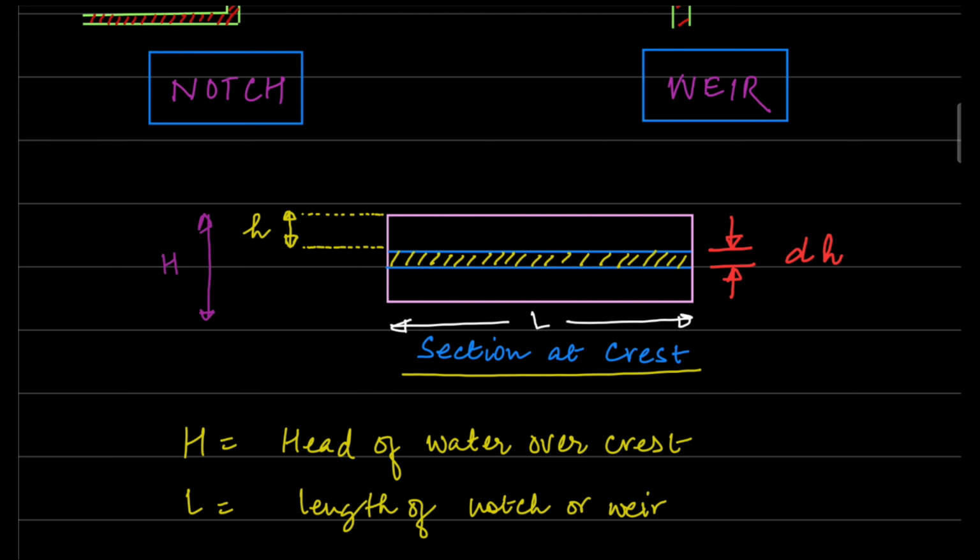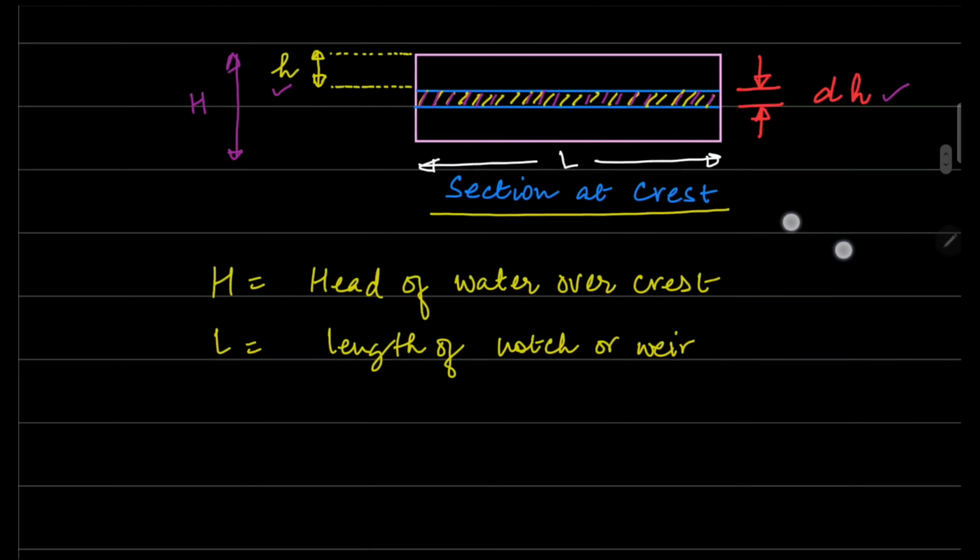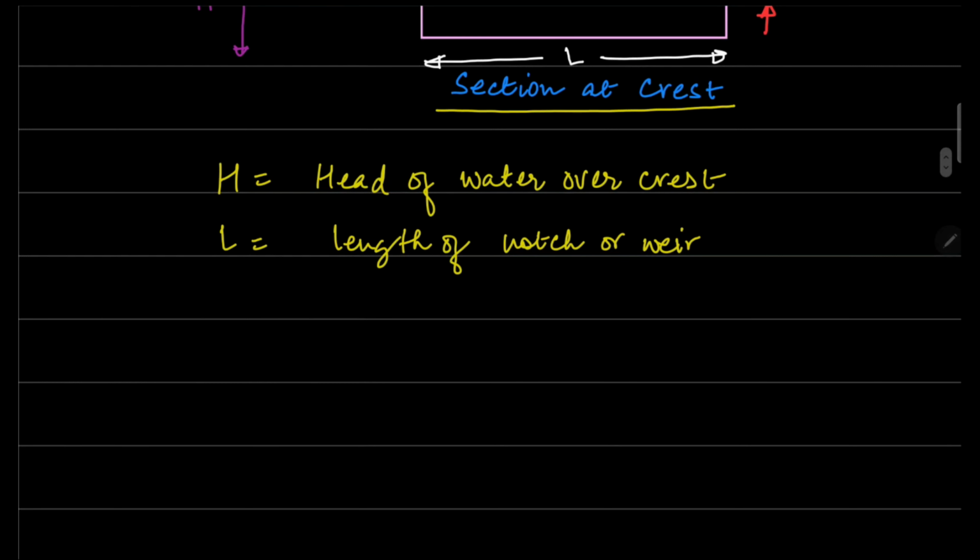And if we take any section of width dh, located at a distance of small h from the top surface, if we take this particular strip which is shown there and figure out its area, the area of the strip is L, the length, times the width of this strip, dh. So the total area of this strip can be written as L dh.